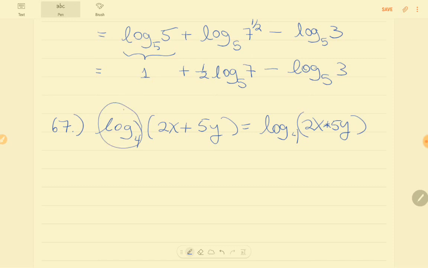This part of it, you cannot go and make this the log base 4 of 2x plus the log base 4 of 5y. You cannot do that. It doesn't work like that.